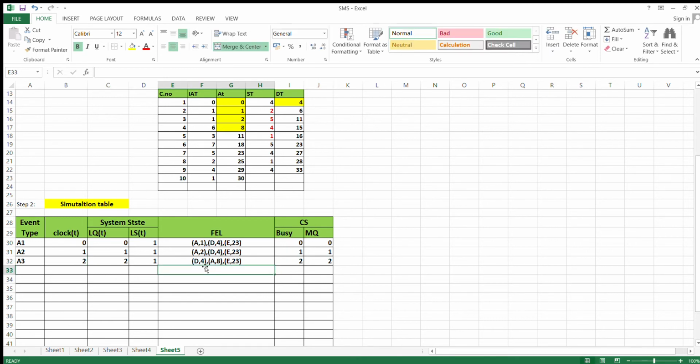So minimum is 4. Event is departure. Write down D1. So A3 is in the queue, A2 is in service. We remove departure, which means add departure.